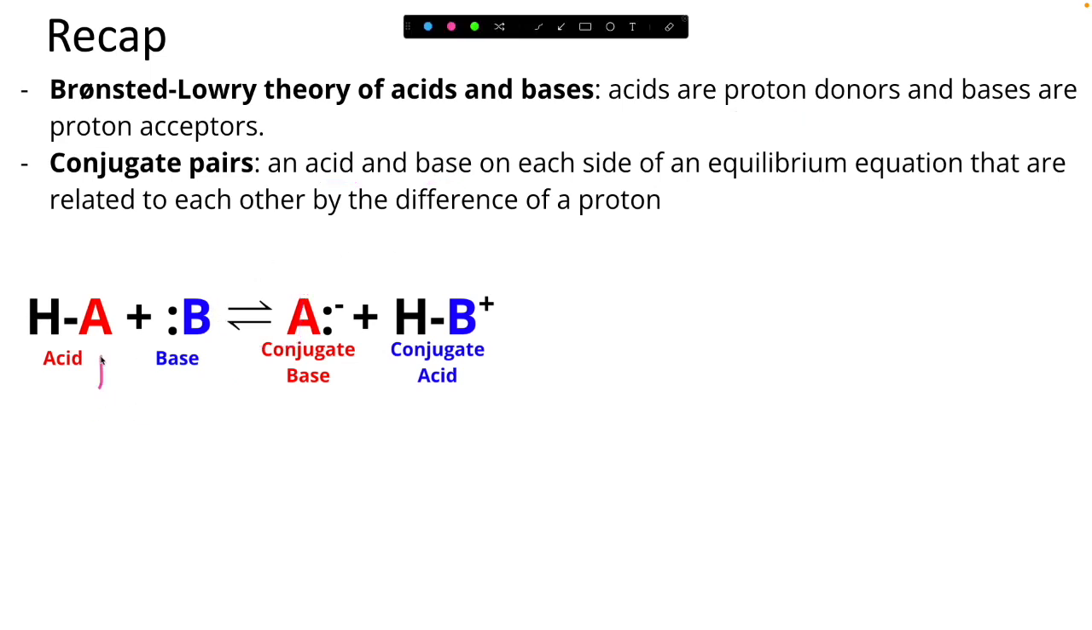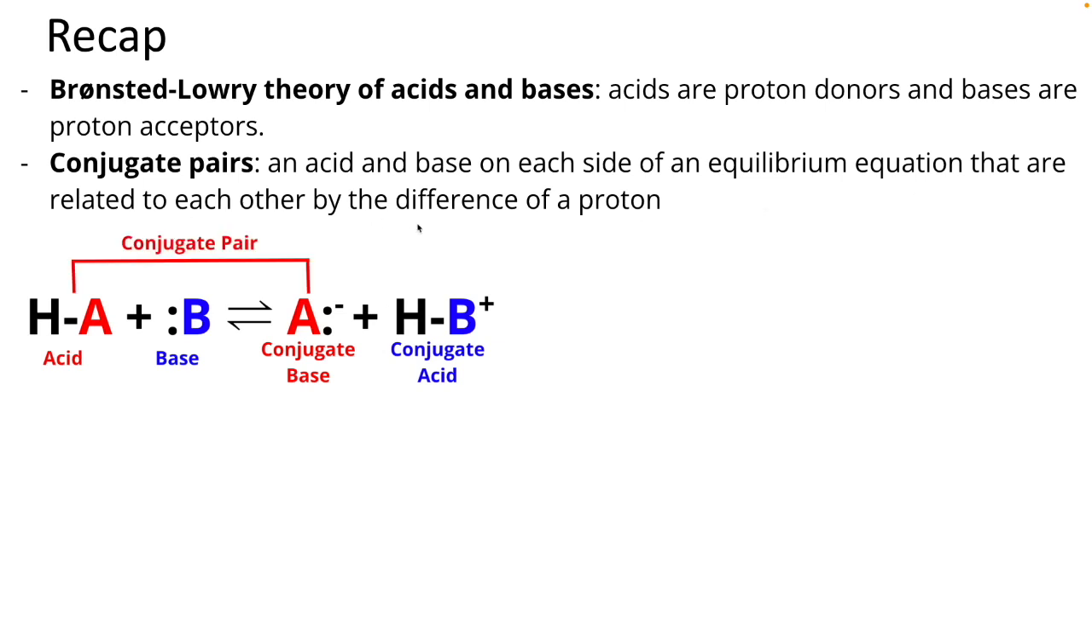Let's have a look at these definitions here. I've just designated A for acid, B for base. These aren't actual chemical elements, but they're just showing that acids are our proton donors. So we have that hydrogen there that can be donated to the base, and we end up with the conjugate pair. We can see that the acid and its conjugate base are related to each other by the difference of a proton, where the acid has lost a proton. And then the base, with a lone pair of electrons, can accept the proton, and we end up with our conjugate pair on the other side.